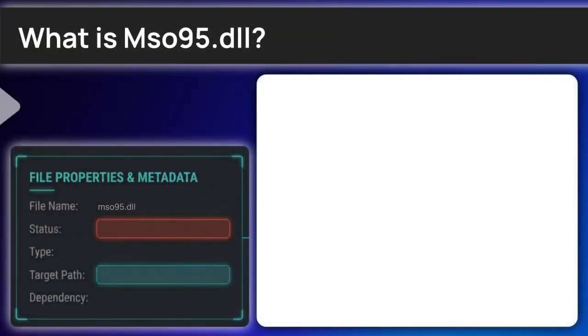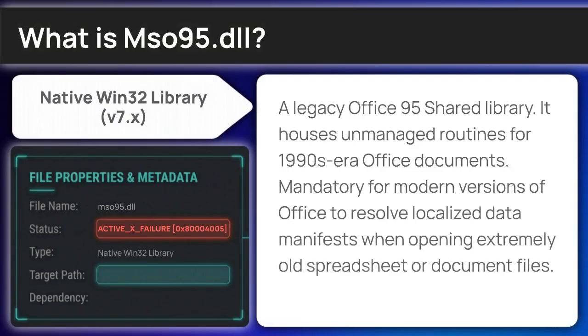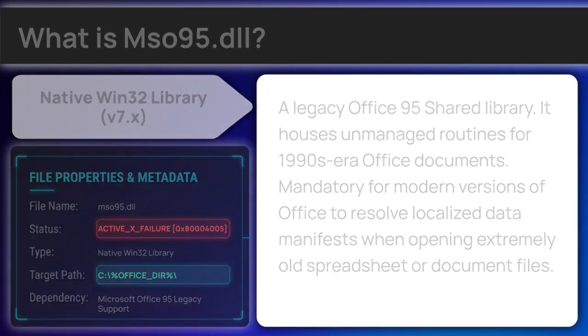This is the mso95, a legacy Office 95 shared library. It houses unmanaged routines for 1990s-era Office documents, mandatory for modern versions of Office to resolve localized data manifests when opening extremely old spreadsheet or document files. Now that you're up to speed on the file's role, let's begin the repair process.